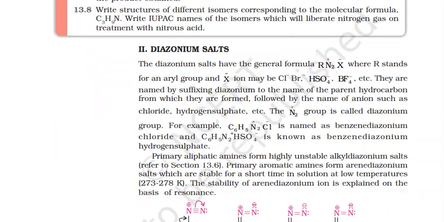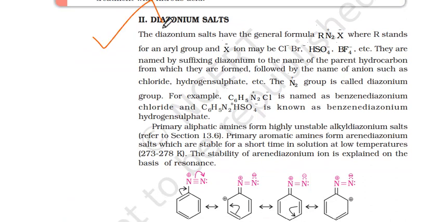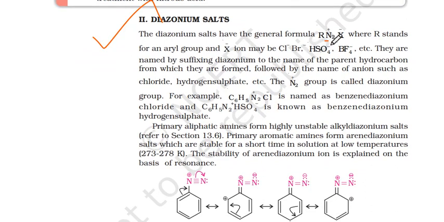Now, very important is again diazonium salt. They have the general formula ArN2+ X-, fine, where Ar stands for an aryl group, alright. X negative may be chlorine, bromine, HSO4 negative, BF4 negative, etc. They're named by suffixing diazonium to the name of the parent hydrocarbon from which they are formed. You just add a suffix of diazonium and you're done with the nomenclature, followed by the name of anions such as chloride, hydrogen sulfate, etc. Whatever anion you are taking over here in presence of this X. The N2 positive group is called the diazonium group.